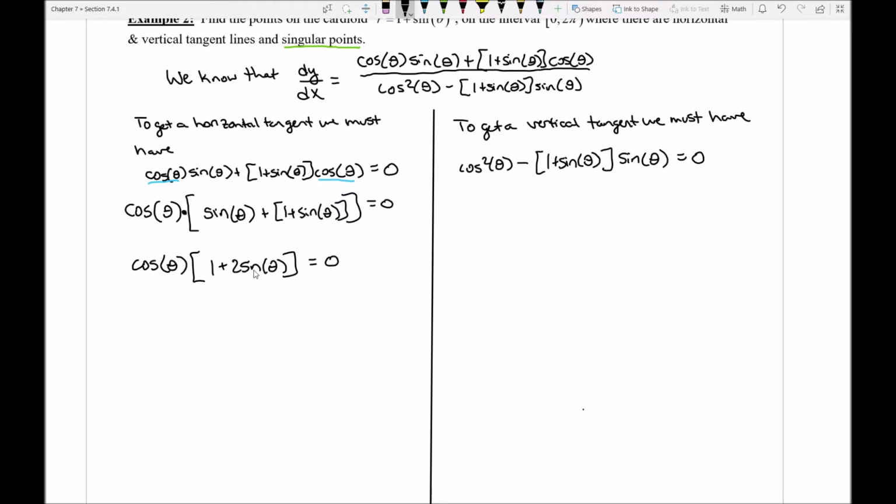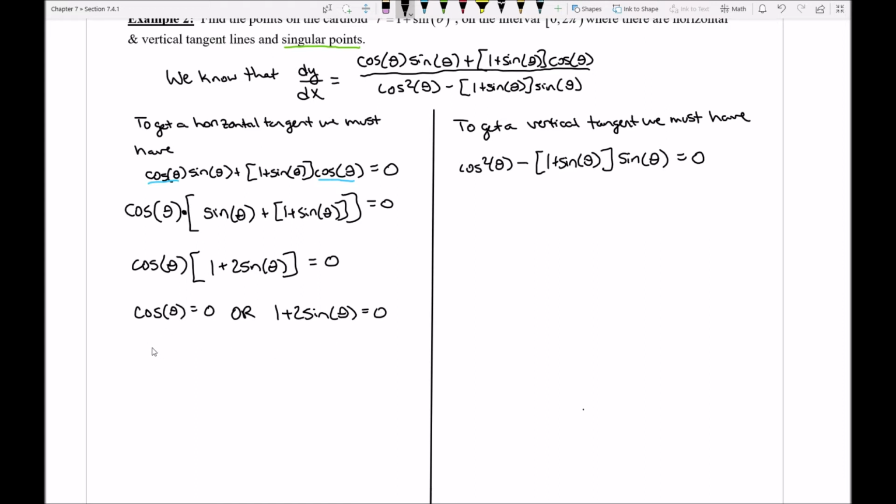So I'm going to go ahead and start to take a look here at these two different ideas that I need to explore. When will the cosine of theta be equal to 0? And I won't say "and," but let's say "or." When will it be the case that 1 plus 2 times the sine of theta will be equal to 0?